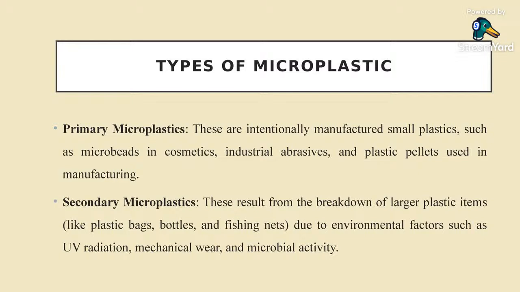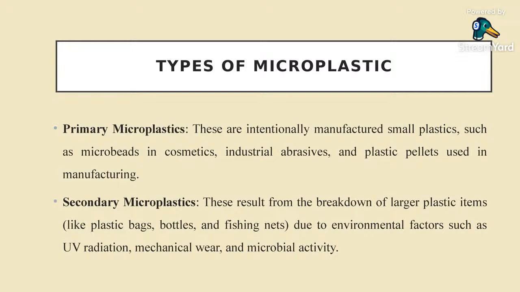So coming over to the next slides, here we'll discuss the types of microplastics. Generally, they are divided into two types, primary microplastics and secondary microplastics. The primary ones are intentionally manufactured small plastics such as microbeads, which are present in cosmetics, industrial abrasives, and plastic pellets used in manufacturing.